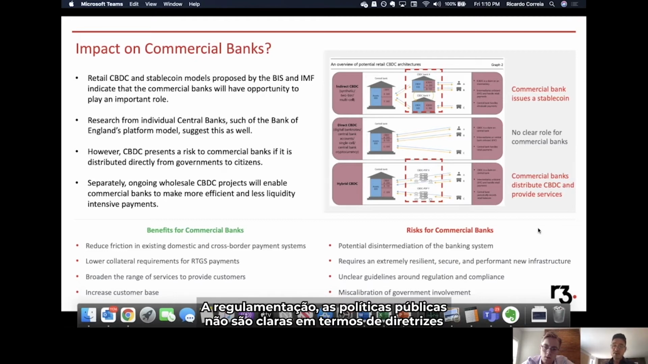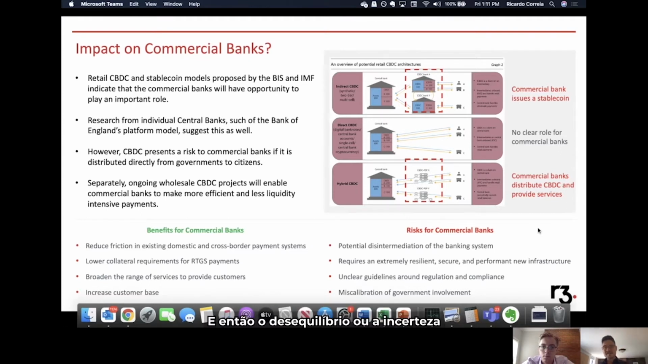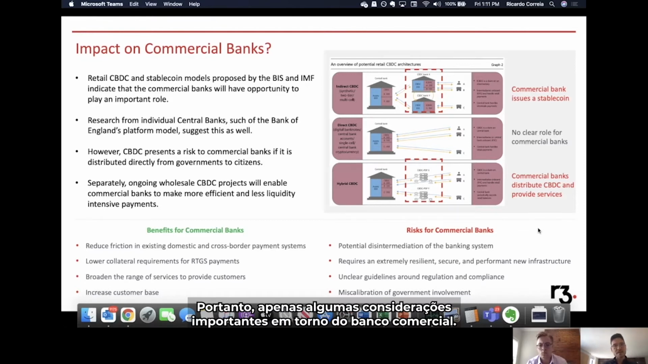Regulation and public policy are still unclear in terms of the guidelines for central bank digital currencies and also stable coins, although we do see some movement towards starting to provide some guidance, but a lot more to be done there. And then the miscalibration or the uncertainty of government involvement. And so lots of different organizations, including the BIS and the IMF, are looking at where does the central bank participate? How do they participate, etc. So just a few key considerations around the commercial bank side.